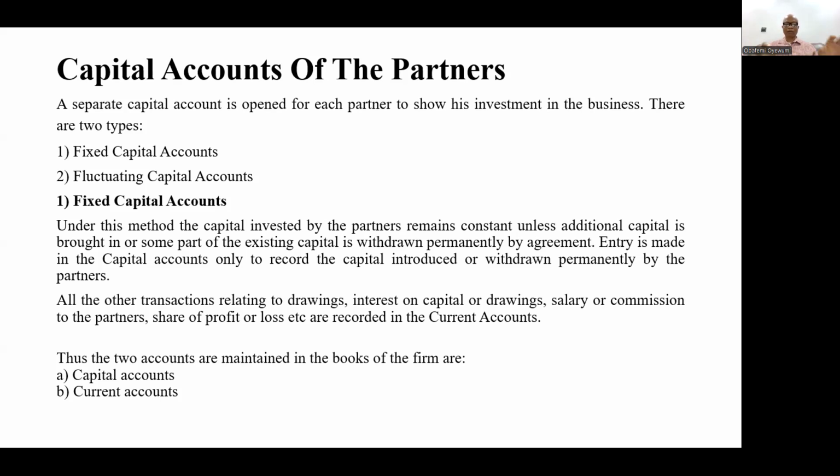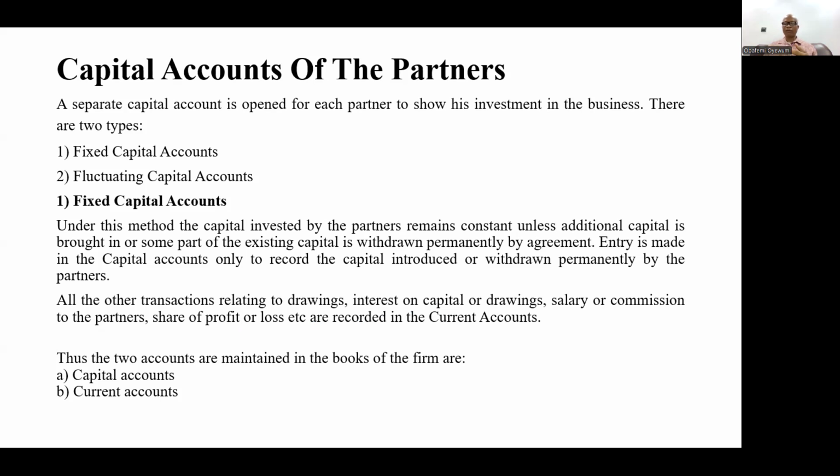So in this particular case, when we talk about fixed capital structure, we're saying that as much as possible, the capital invested by the partner will be maintained. It has a different account maintained for capital alone and remains constant unless additional capital is brought in or added, or the one that you have there is removed. All other transactions relating to drawings, interest on capital, salary, commission, the partner's share of profit, and the likes will be recorded in the current account.